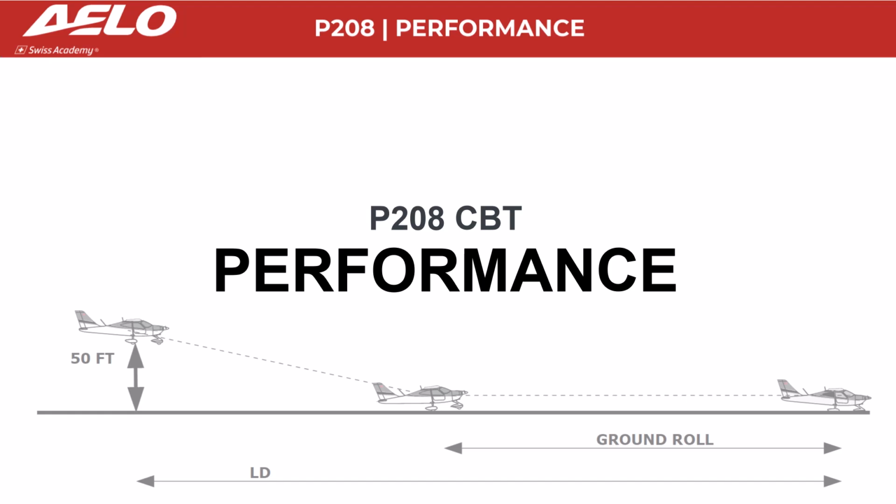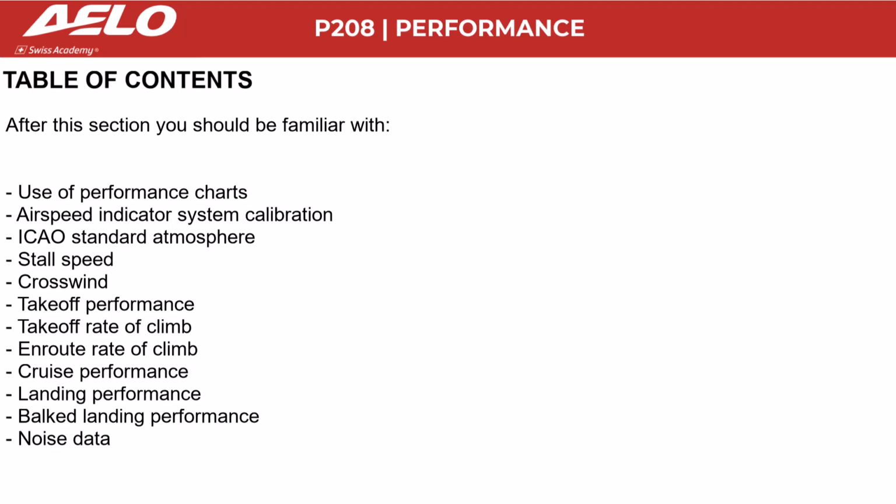Performance. After this section, you should be familiar with use of performance chart, airspeed indicator system calibration, ICAO standard atmosphere, stall speed, crosswind, takeoff performance, takeoff rate of climb, enroute rate of climb, cruise performance, landing performance, balked landing performance, noise data.